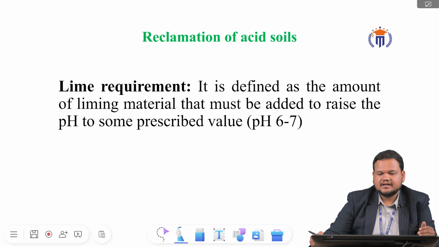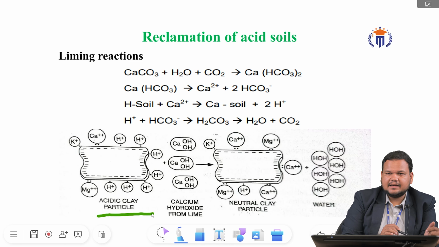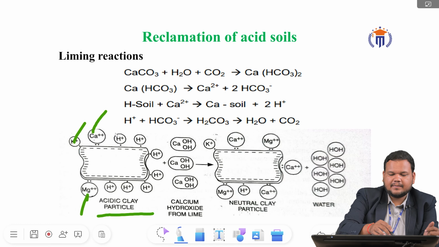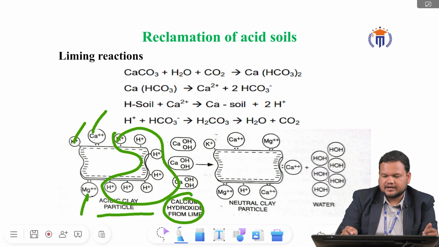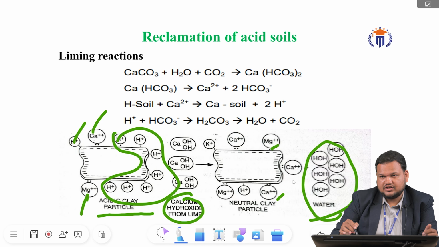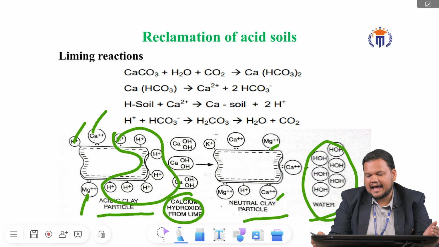Next, the liming requirement is defined as the amount of lime material required to take a pH to a particular level. As you can see here, on the acid clay particle, calcium, potassium, and magnesium ions are present in very small amounts compared to your hydrogen ions. When you give calcium hydroxide, you can see the hydrogen ions will be removed in the form of water, and the complexes formed by hydrogen are replaced by calcium and magnesium, making a neutral clay particle. This is how reclamation happens in case of your acid soil.